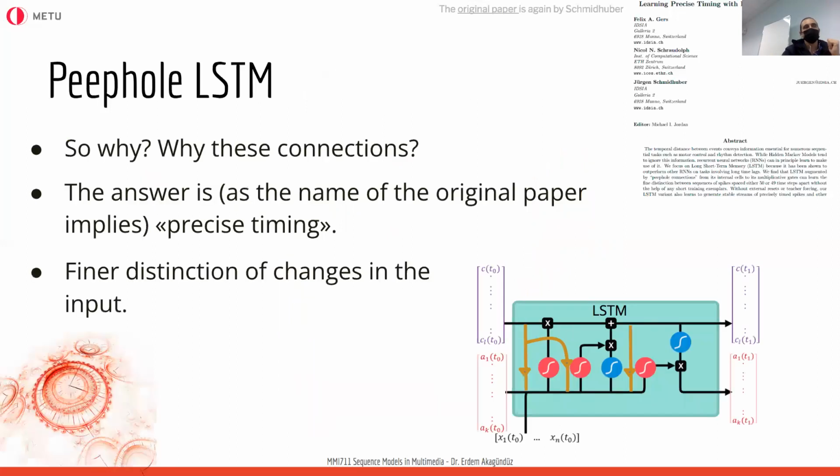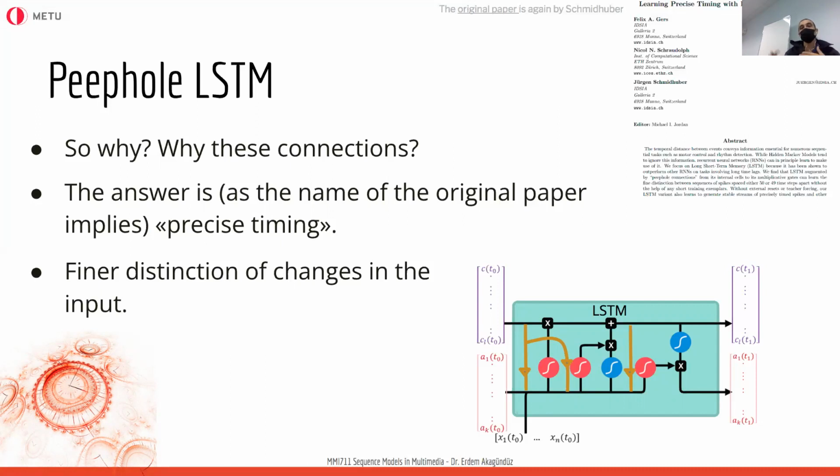Again, why would you do this? The original paper is called Learning Precise Timing with LSTM Recurrent Networks. As the name implies, the idea was to achieve precise timing. I don't know what you will be doing in your projects with the peephole LSTM, but it will be a sequence problem, right? Something is flowing in and something is getting out. It could be a sequence or some classification value, whatever.